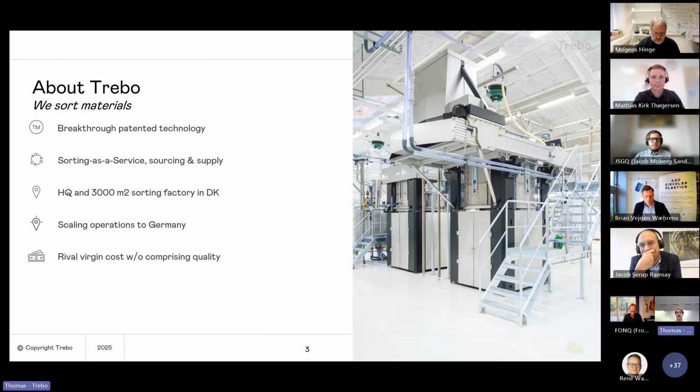Our business model is sorting as a service. We also do sourcing and supply. We have our headquarters and sorting facility in Denmark, in Albertslund. And we are currently scaling our operations to Germany, mainly due to the automotive industry, which will soon be under legislative pressure. What we also do is rival virgin costs without compromising quality.